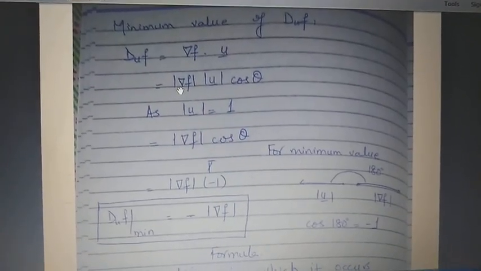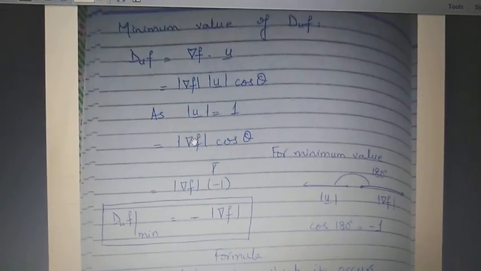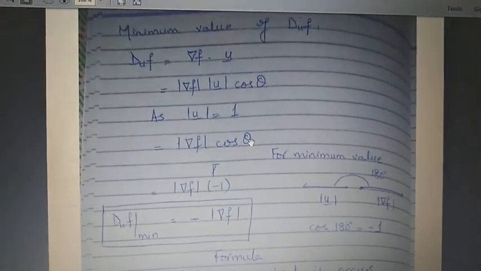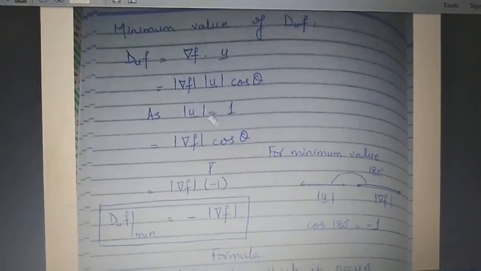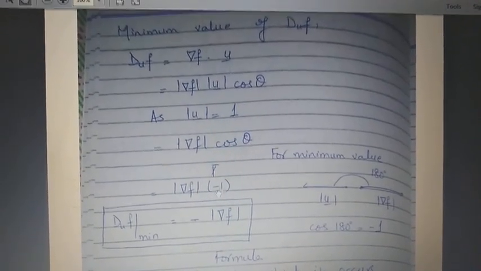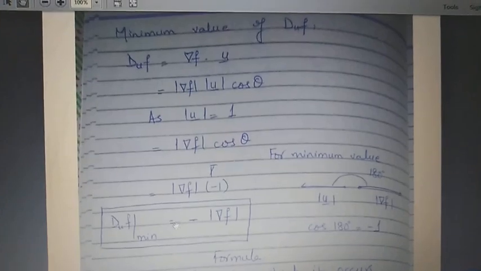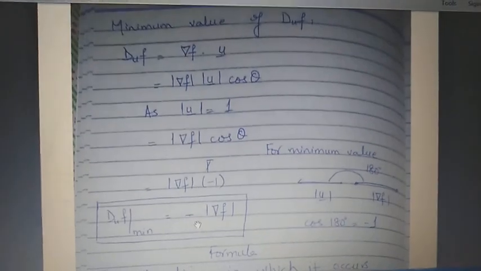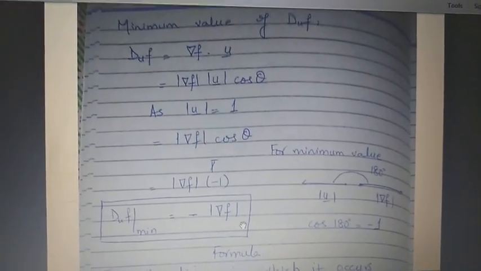So what will you have? Magnitude of gradient of f, magnitude of unit vector is 1, so you'll have 1 over here, and cos theta. Minimum value will exist when both these vectors are in opposite directions. Theta will be 180, so cos 180 will be minus 1. So what is the formula of the minimum value of directional derivative? That is negative sign outside and magnitude of gradient of f.